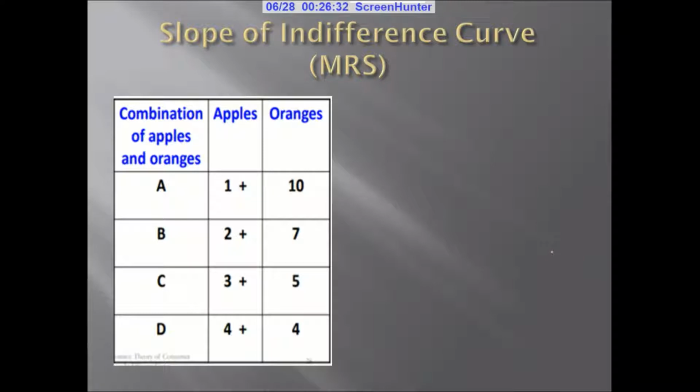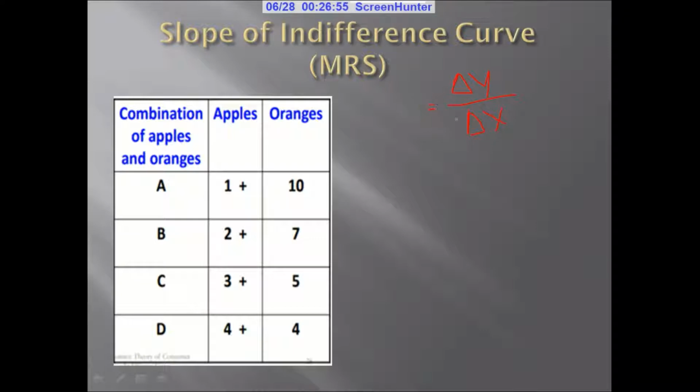This is the indifference curve schedule. As we have seen that the slope of the indifference curve is negative, we can calculate the slope from this schedule. Change in Y over change in X, this is the formula of slope. Change in Y, how can we calculate change? Final value minus initial value.